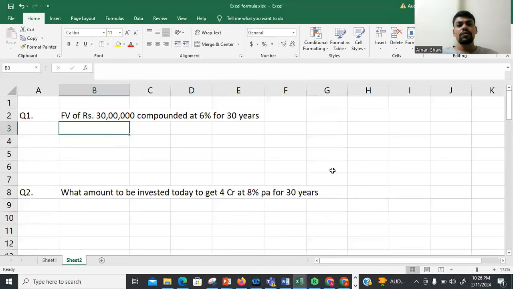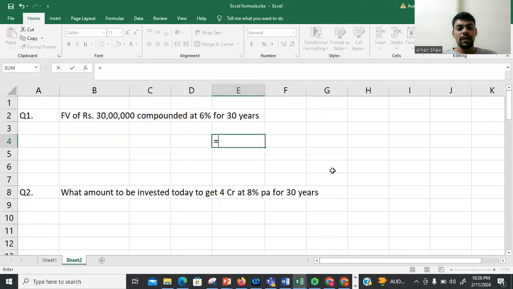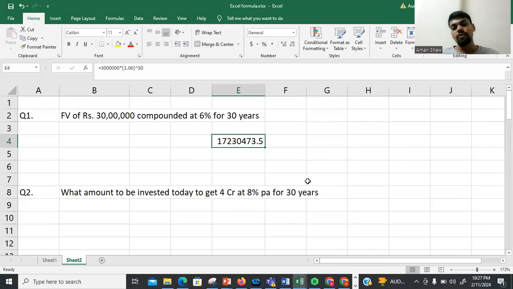The first question: what is the future value of 30 lakh rupees compounded at 6% per annum for 30 years? One basic way is 30 lakhs into 1.06 to the power 30, which is around 1.72 crores. But again, as I said, this technique will not work in an interview. They are basically testing whether you know the formulas or not.